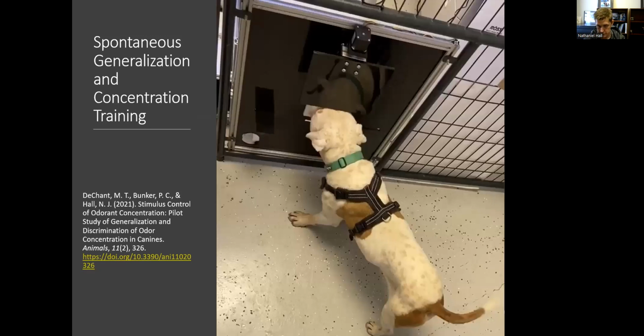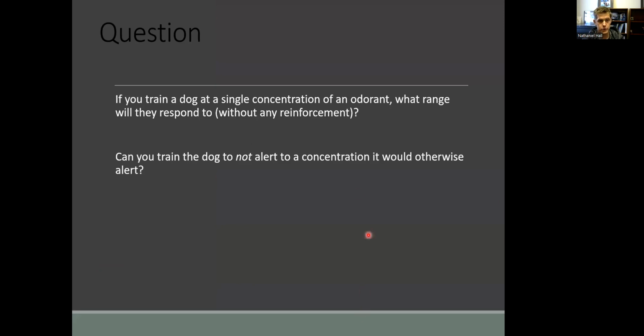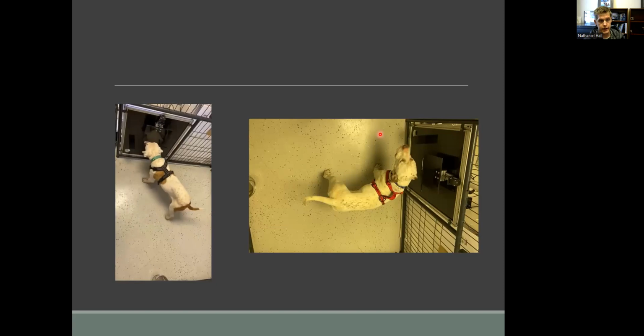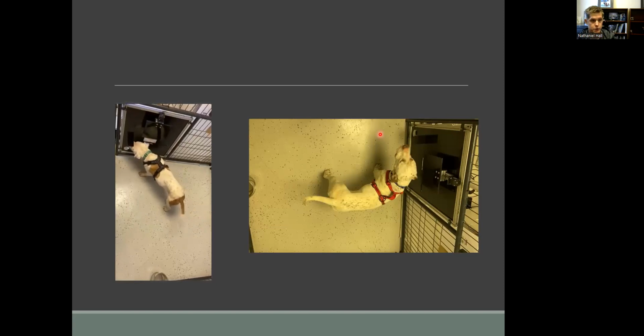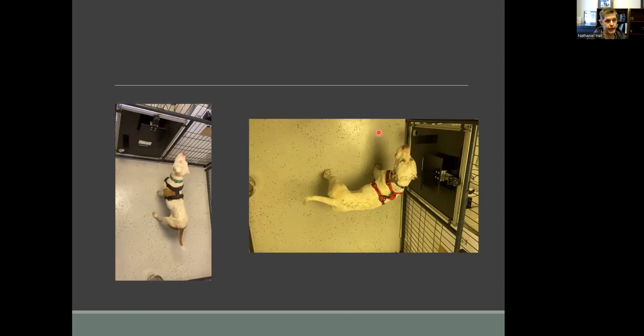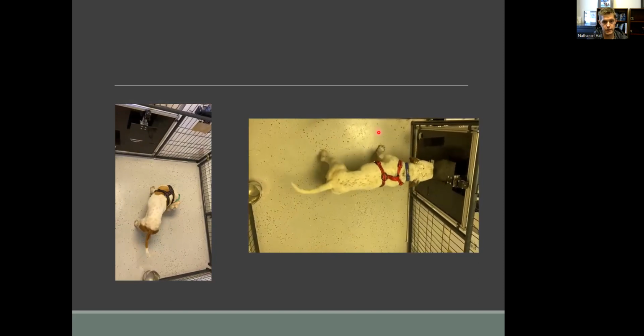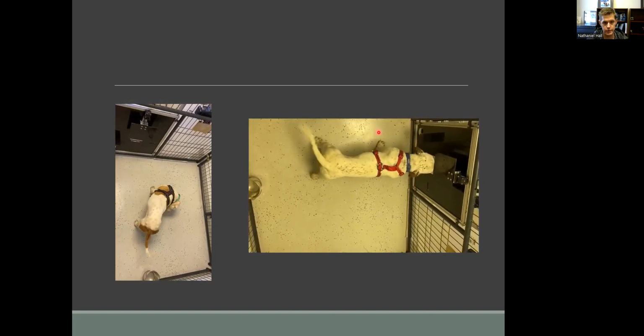So the question we had is, if you train the dog to a single concentration, one, what range of concentrations will they spontaneously generalize to, or spontaneously respond to, without any reinforcement? And secondly, can you actually train an extinction stimulus to a concentration that they did respond to, and how would that then change their responding? So here's an example. He sticks his nose in, indicates that the target odor is present, and then starts pressing the lever to indicate that the odor is present. Or they stick their nose in and indicate that the target odor is present by holding their nose and wagging the tail.